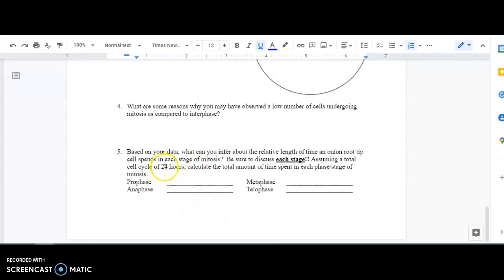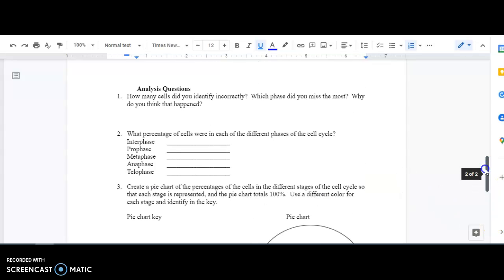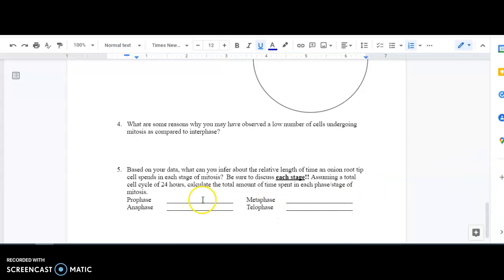So basically, you're going to take the 24 hours, because most cells that rapidly divide, even your skin cells and intestine cells, they take 24 hours to divide. So what we're going to look at is how much of that 24 hours are the cells in prophase, anaphase, metaphase, telophase. So you're just going to take the percentage that you calculated up here for prophase, and you're just going to multiply that percentage by 24 hours. And that's going to be how many hours. So that's how you figure that out.